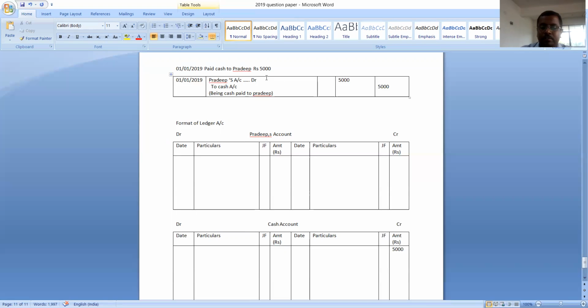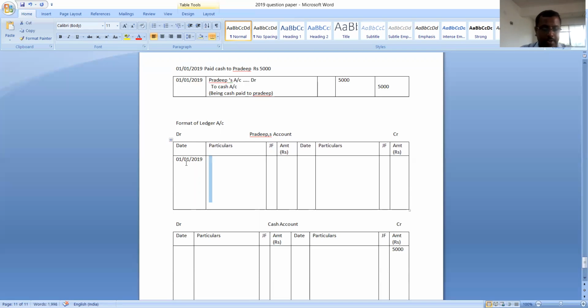Okay, go to journal entry. Which account is debited? Pradeep's account is debited. So first you should search Pradeep's account and move towards the debit side of Pradeep's account, because Pradeep's account is debited. Understood? You should write the date of the transaction in the date column. That is 1/1/2019.